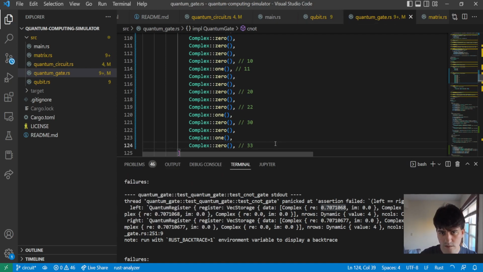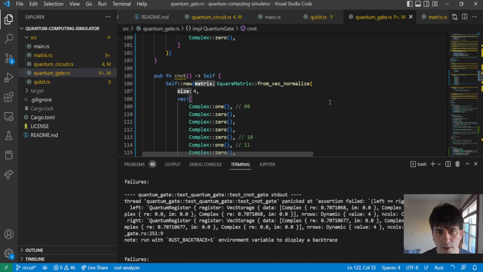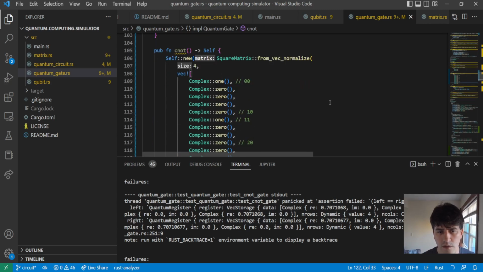This 3, 2 and 2, 3 is what we wanted. Still fails, still giving me back these 1/√2s in here, which doesn't seem right.